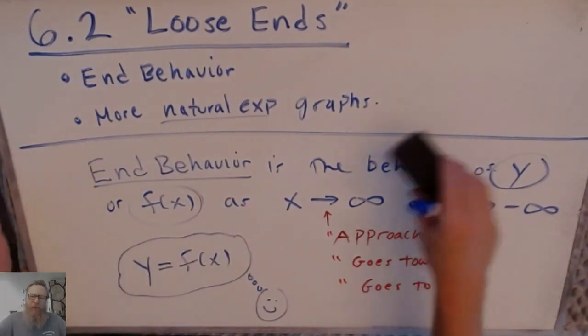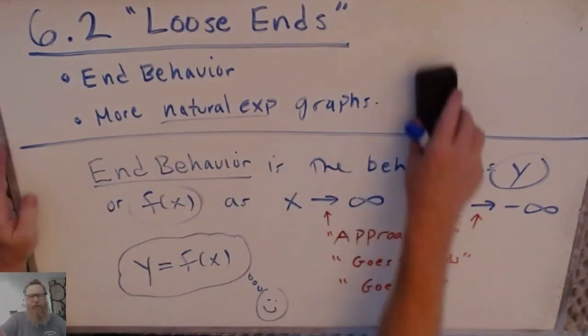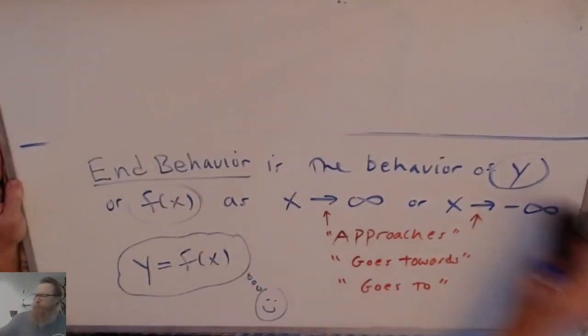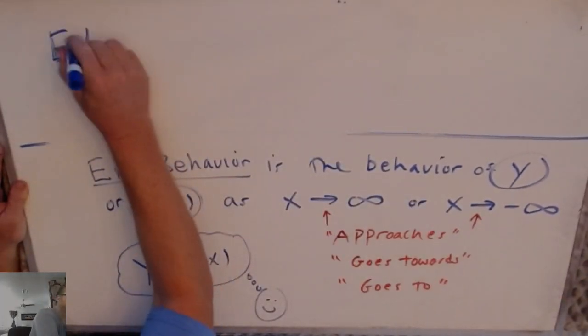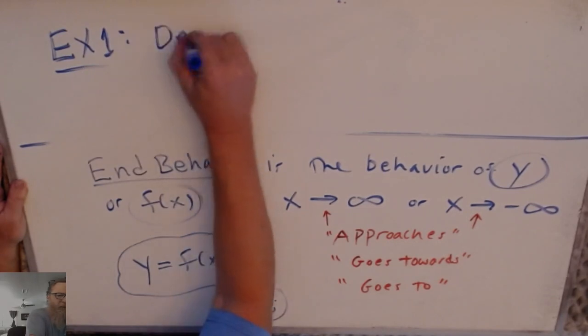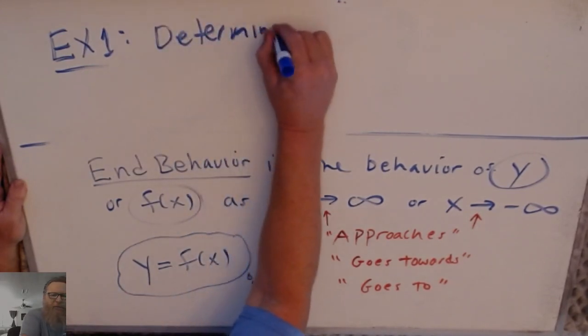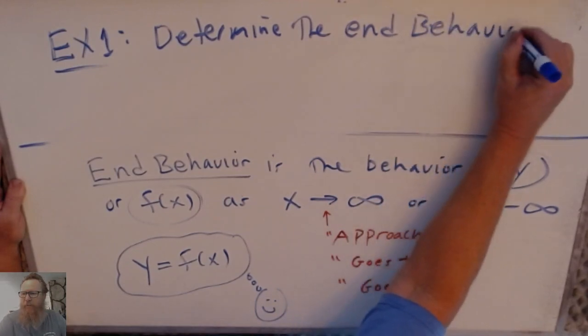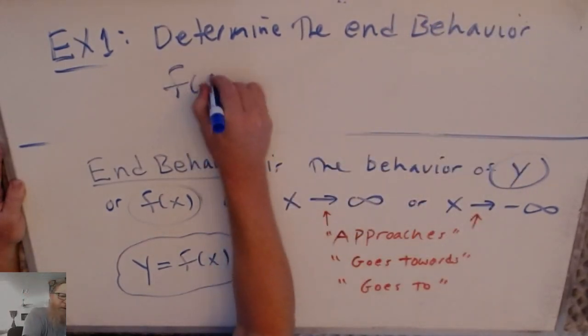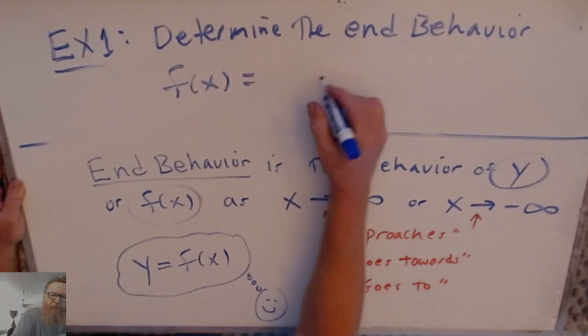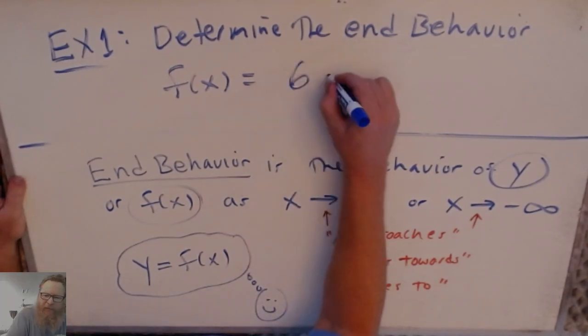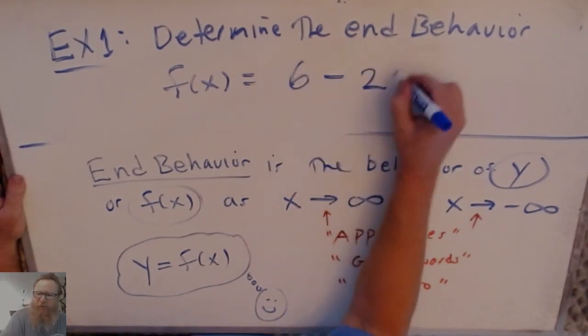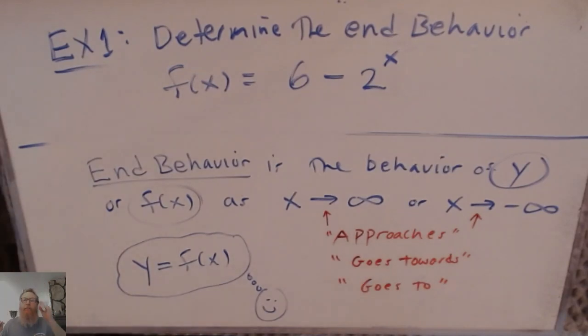All right, let's go ahead and do one of these problems first. Then we'll get into the graphs in a minute. So, example 1. Determine the end behavior. So f of x is equal to 6 minus 2 to the x power.